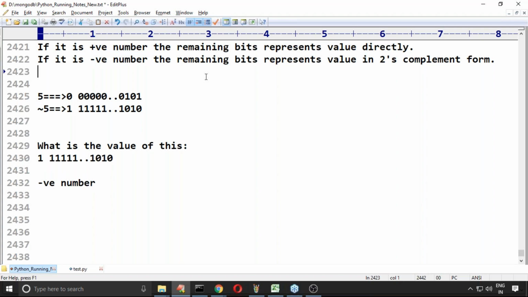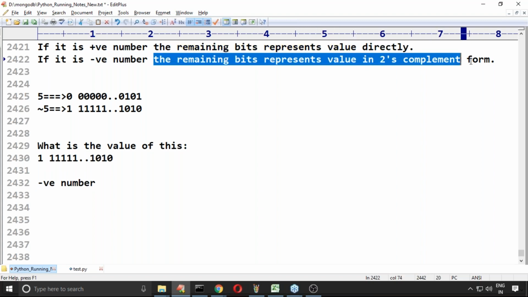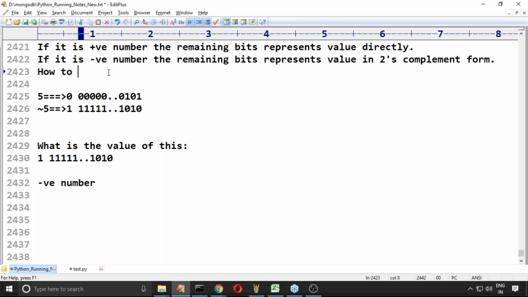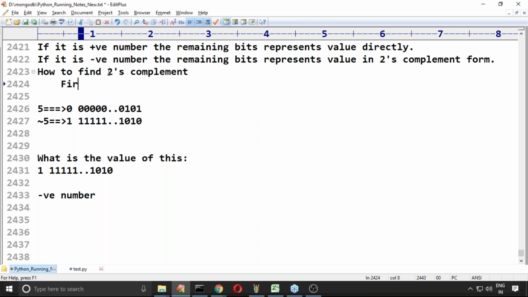If it is a negative number, the remaining bits represent the value in 2's complement form. Have you observed? If it is a negative number, the remaining bits represent the value in 2's complement form. Then how to find 2's complement? First find one's complement and then add 1.